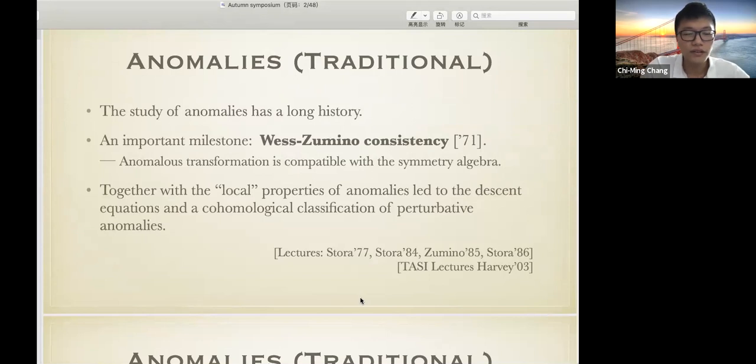The study of anomaly has a very long history. An important milestone is the Wess-Zumino consistency condition, which is basically the statement that the anomalous transformation is compatible with the symmetry algebra. The Wess-Zumino consistency condition, together with some local properties of anomaly, led to the descent equations and the cohomological classification of perturbative anomalies. This follows the work by Stora and Zumino. A very nice review on this series of work can be found in the TASI lecture by Harvey.